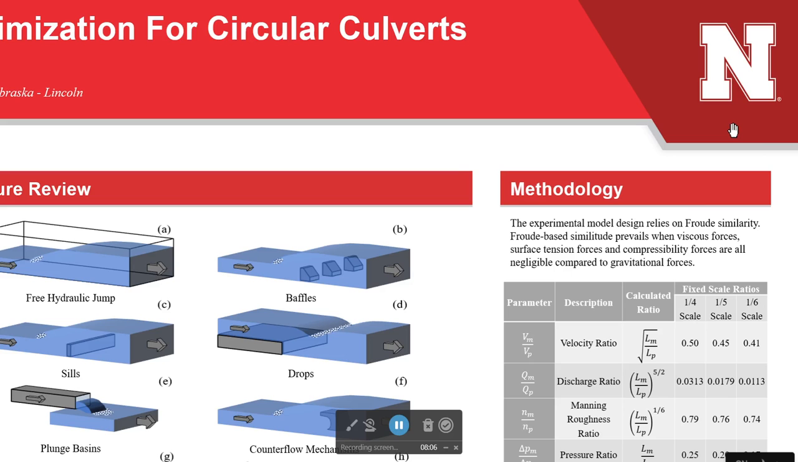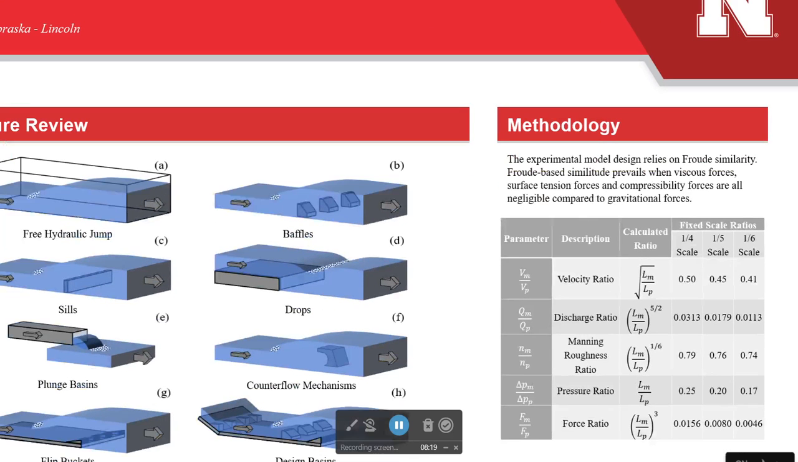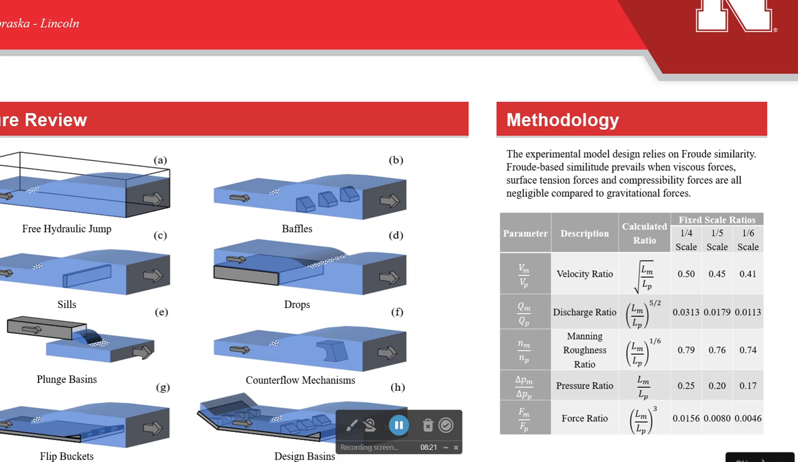Methodology. The experimental model design relies on Froude similarity. Froude similarity means that Froude number are constrained to be the same in the model and the prototype. Froude-based similitude prevails when viscous forces, surface tension forces, and compressibility forces are all negligible compared to gravitational forces. Based on Froude similitude, we can come up with a chart of different parameter ratios.